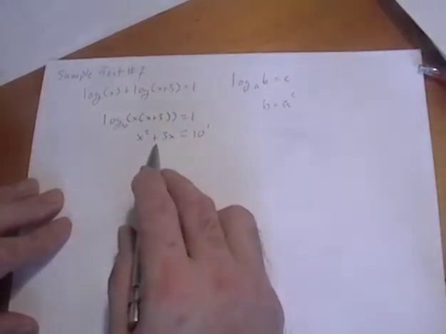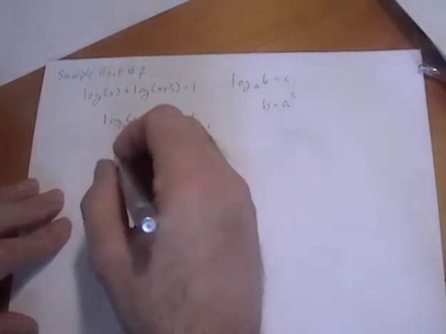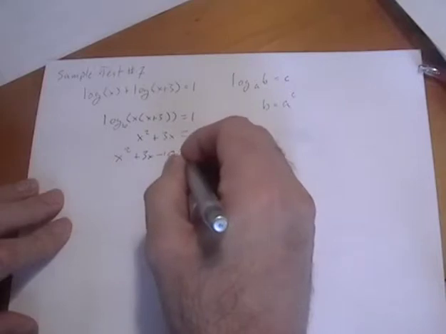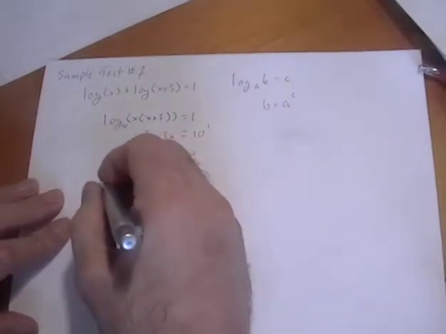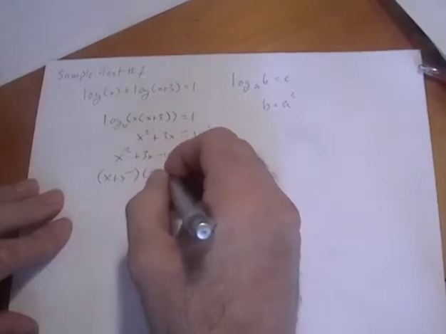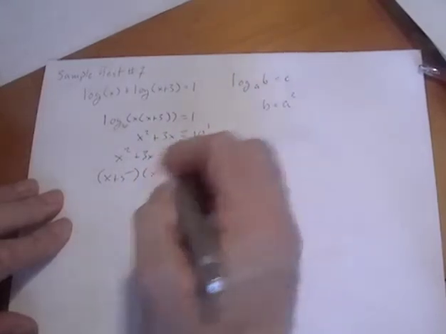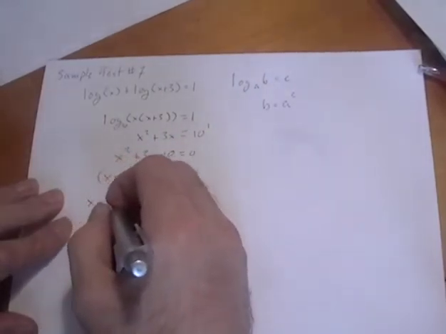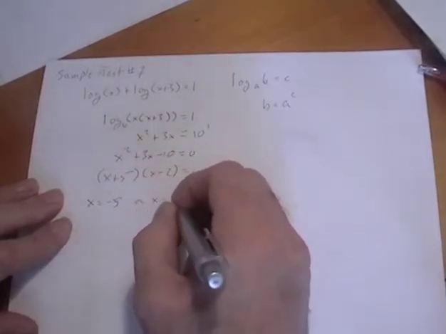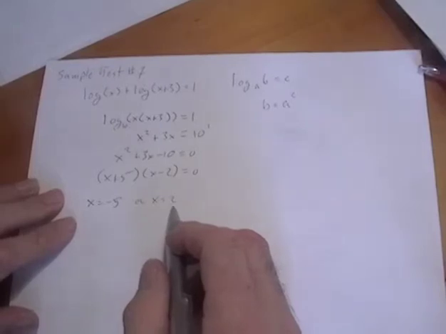I'm tempted to factor, so I move everything over to one side. X squared plus 3x minus 10 equals 0. That factors as x plus 5 times x minus 2. So either x will be a negative 5 or x will be a positive 2.